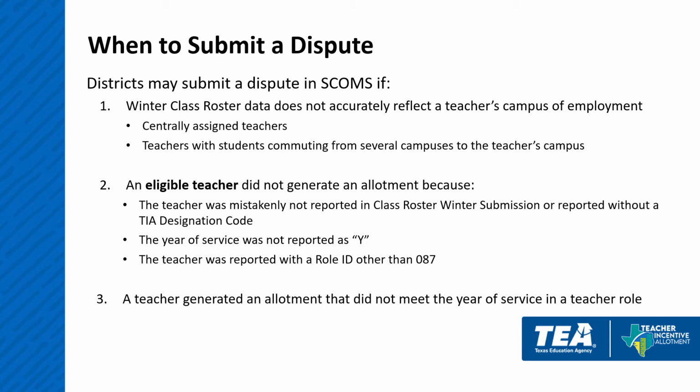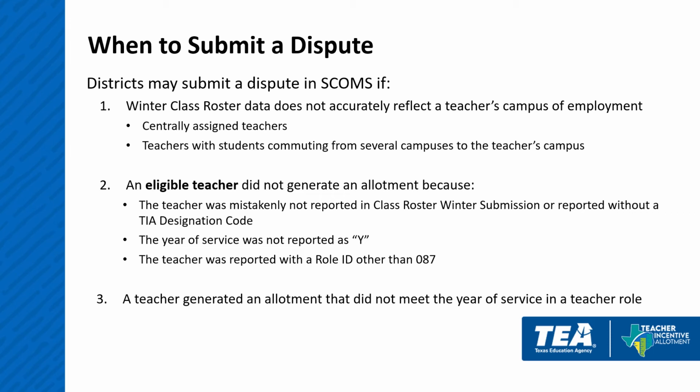We have 3 major reasons why a district would submit a dispute. First, you can submit a dispute if the winter roster data doesn't accurately reflect the correct campus for that teacher. This often happens for centrally assigned teachers. SCOMS may calculate the teacher at 12 different campuses when in fact they should be a centrally assigned teacher generating a district average allotment, and we can take care of that if you submit a dispute. Sometimes we have teachers with students that are commuting from several campuses, and we want the allotment value to just reflect their home campus. That can also be addressed through a dispute.